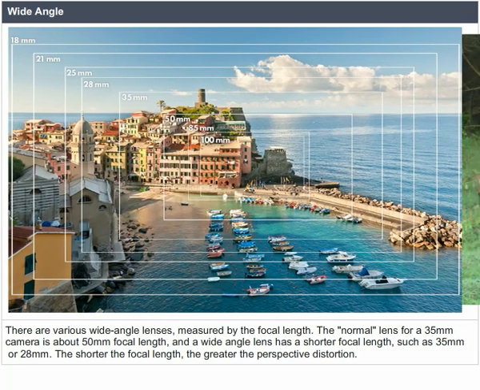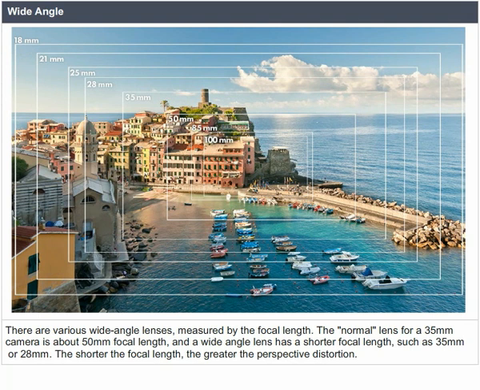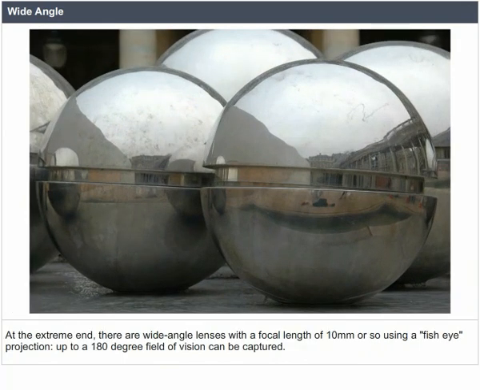There are various wide-angle lenses measured by the focal length. The normal lens for a 35mm camera is about 50mm focal length, and a wide-angle lens has a shorter focal length such as 35mm or 28mm. The shorter the focal length, the greater the perspective distortion. At the extreme end, there are wide-angle lenses with a focal length of 10mm or so, using a fish-eye projection. Up to a 180-degree field of vision can be captured.